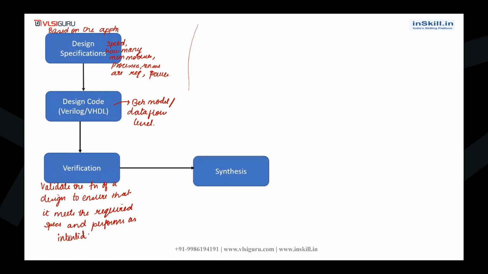And then we have the synthesis stage. During the synthesis stage, the behavioral and data flow level model code will get converted into structural form, or we can call it technology node specific gate level netlist.